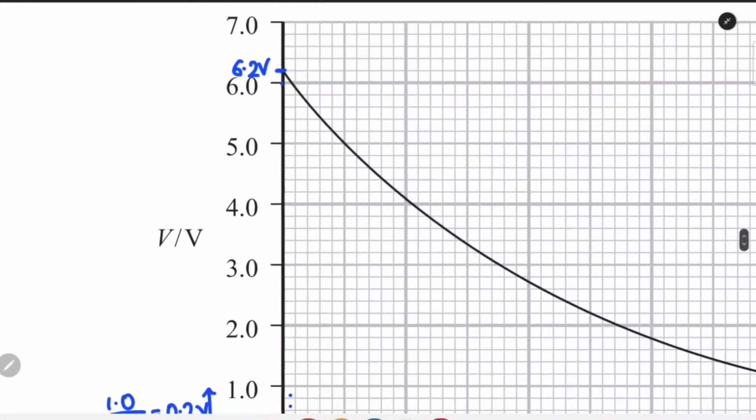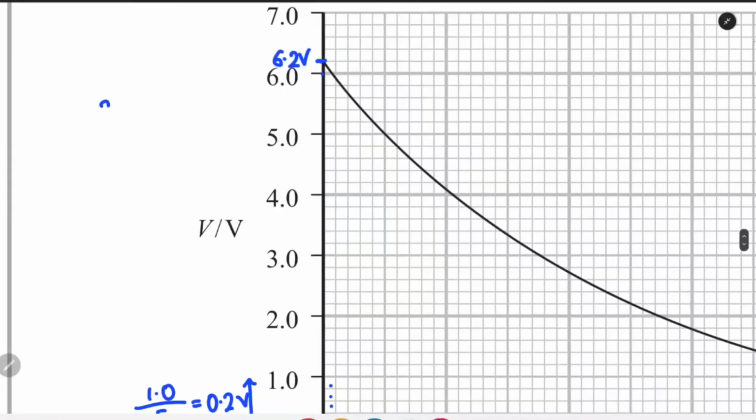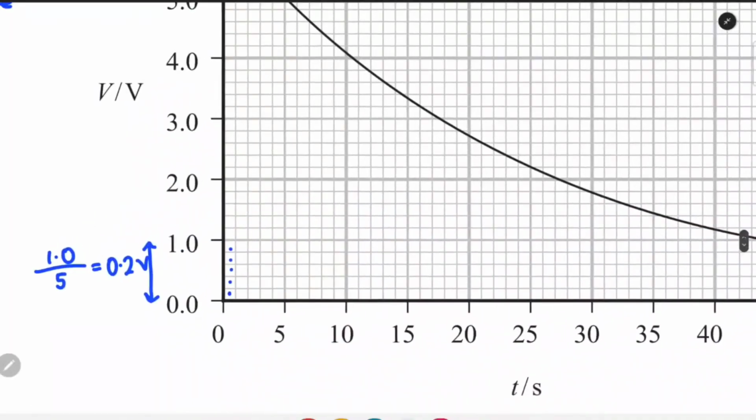Now 6.2 divided by e is 2.28. So 6.2 divided by e, this is 2.28 volts. So this is 2.2, this is 2.4. 2.28 is somewhere in between, around here. This value is at this point.